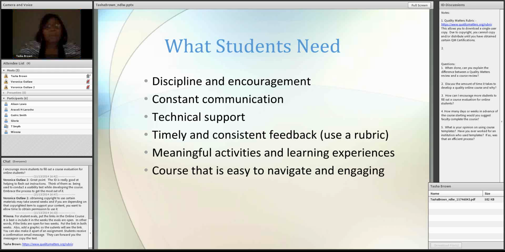As I stated earlier, feedback, and that feedback can be enhanced by our rubric. So we go back to our example about getting comments back within a week. You can use a rubric not only for being consistent in grading, but also getting those comments back in a timely manner. They need meaningful activity and learning experience. There's nothing worse than having activities that are just busy work. Make it relate to their learning or their careers.